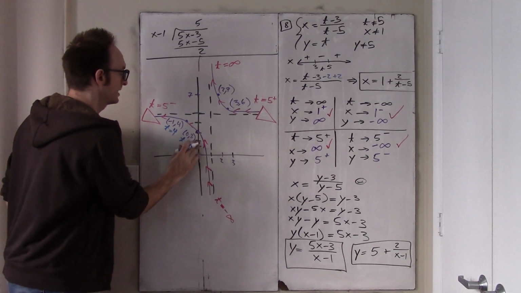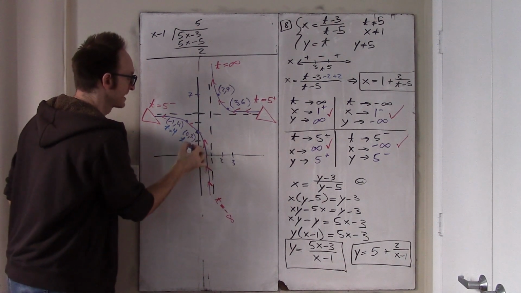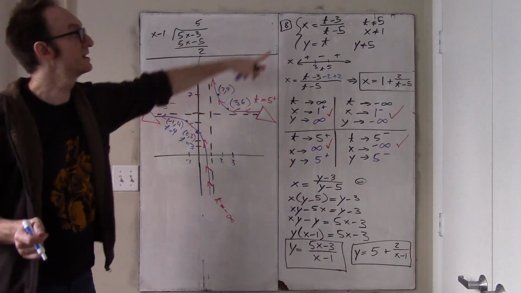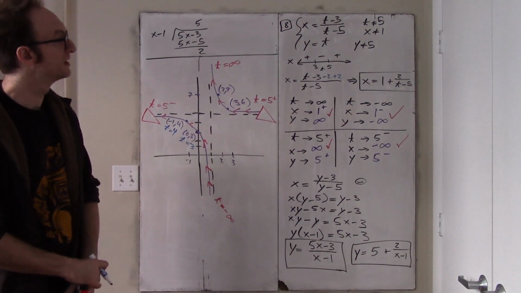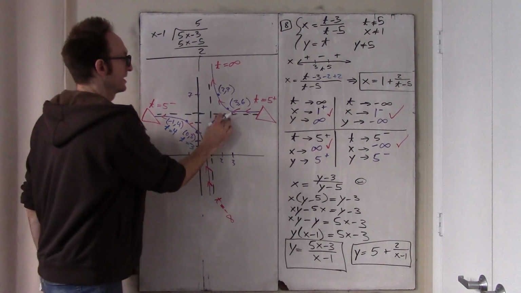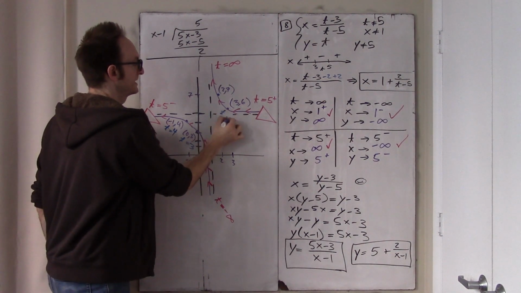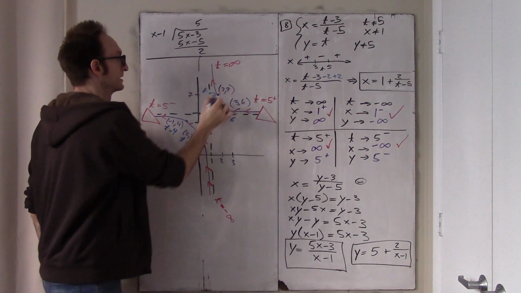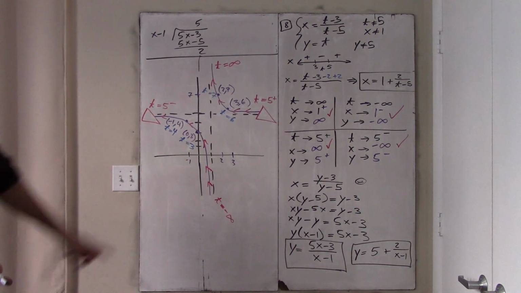So this is all making sense. And it's just going to keep making more sense. Because, look, if I plug in t equals 6, yeah, then I get 3 comma 6. So this is t equals 6. And this will be t equals 7, actually. So it's all making total sense.